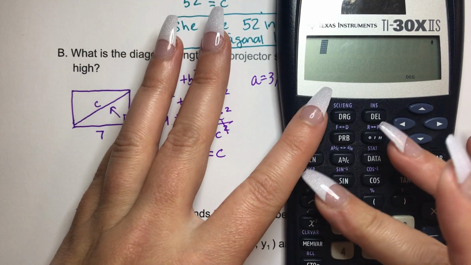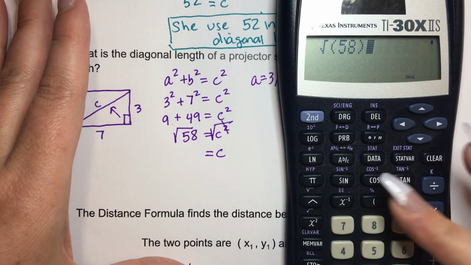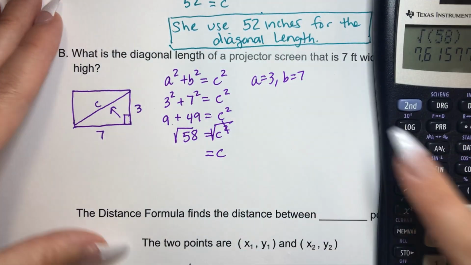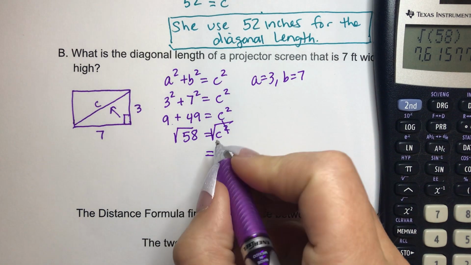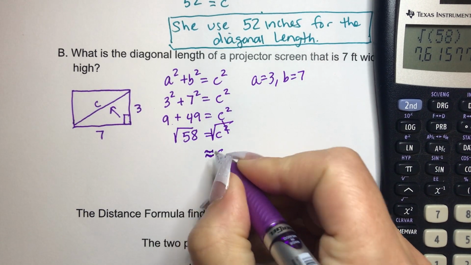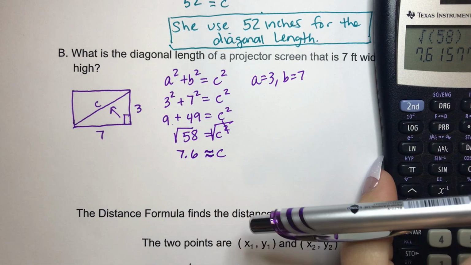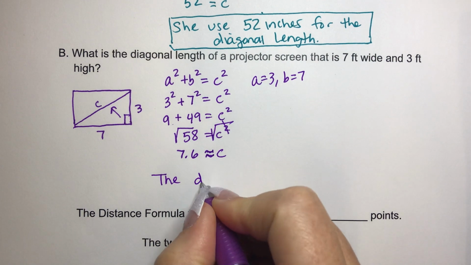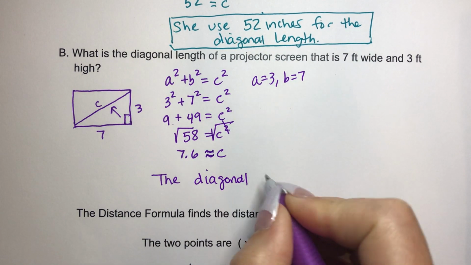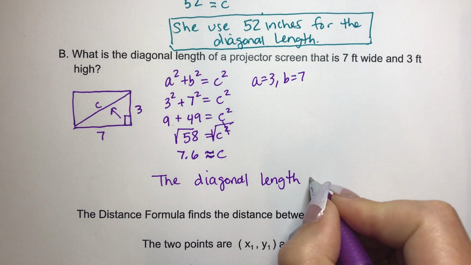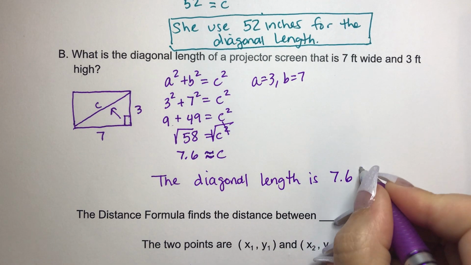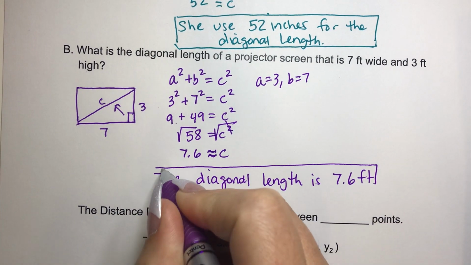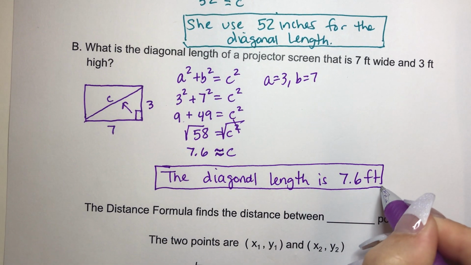Let's figure out what the square root of 58 is. If we round it to the nearest tenth, that ends up being 7.6, and that's going to be an approximate value. So what does it say? What is the diagonal length? The diagonal length is 7.6 feet. All right, and that is it. If you got that one right, great job, and I will see you in a little bit for example 2.